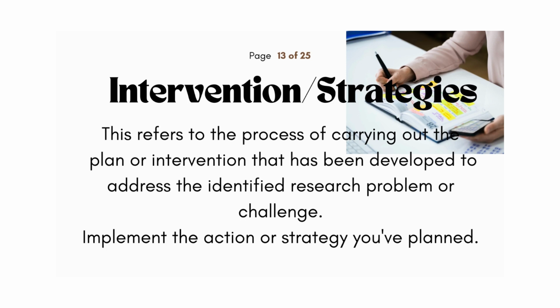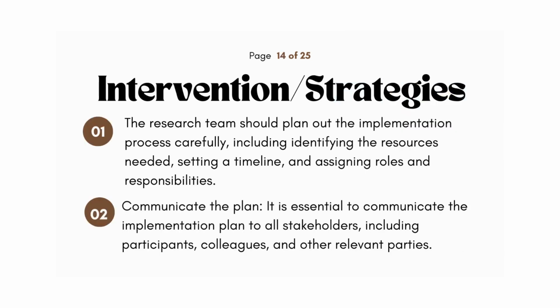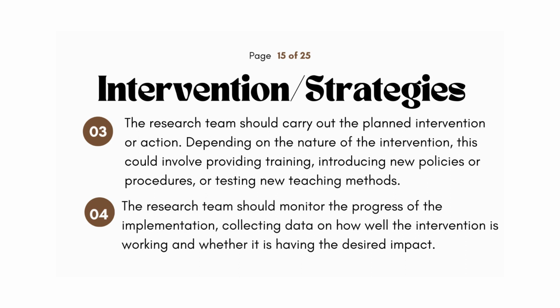Step 6 is carrying out the plan or intervention that has been developed to address the identified research problem or challenge. Implement the action or strategy you've planned, identifying the resources needed, setting a timeline, and setting roles. Communicate the plan. It is essential to communicate the implementation plan to all stakeholders, including participants, colleagues, and other relevant parties. The team should carry out the planned interventions such as providing training, introducing new policies or procedures, or testing new teaching methods. Also, they should monitor the progress of the implementation and collect data.